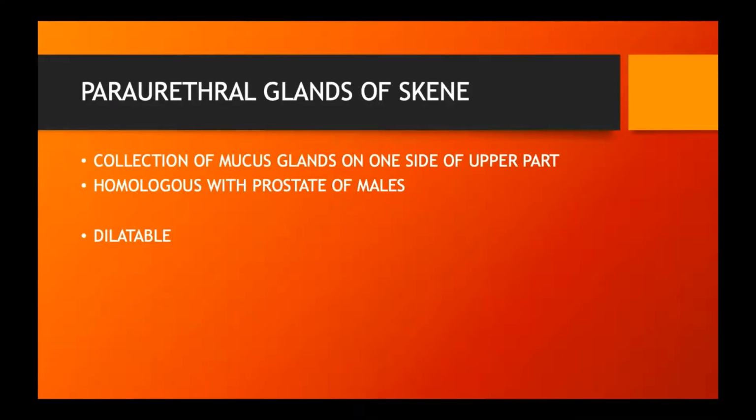So in the female urethra, there are some paraurethral glands of Skene. These are nothing but a collection of mucus glands on one side of the upper part. They are considered to be homologous with the prostate gland of males. And the female urethra is considered to be more dilatable than the male urethra.